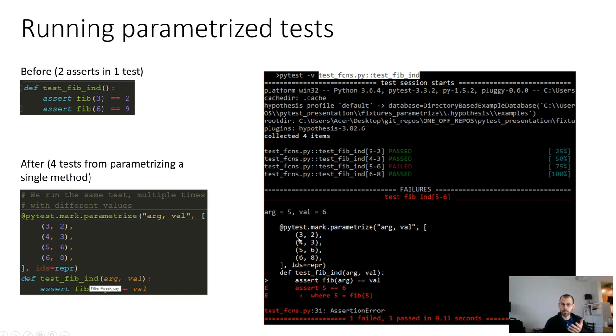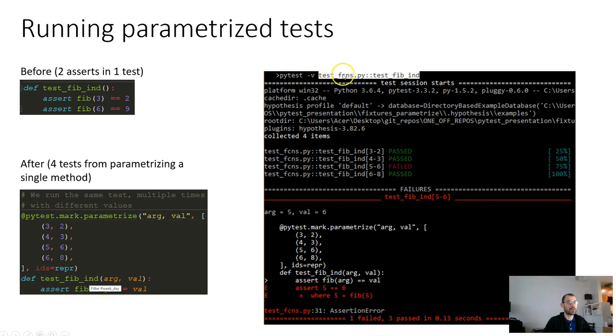Now, there are also some special built-in markers like mark.parametrize. Here, before, this is one of our tests where we've got a couple of asserts in a single test. Instead, we've got a single assert here, and we're parametrizing it. Here we've got arg and val, and we put those here as a string, and so it'll take the 3 and the 2, plug them in for arg and val and run the test. Then it'll take the 4 and 3, plug those in for arg and val, and run another test, and so on. In that way, it will actually run 4 tests based on this single method and these parameters that are passed to it.